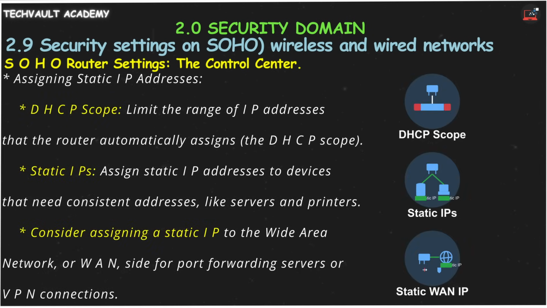Assigning static IP addresses. DHCP scope: limit the range of IP addresses that the router automatically assigns. Static IPs: assign static IP addresses to devices that need consistent addresses, like servers and printers. Consider assigning a static IP to the Wide Area Network, or WAN, side for port forwarding, servers, or VPN connections.